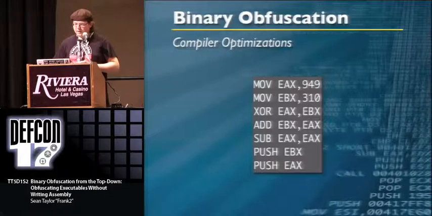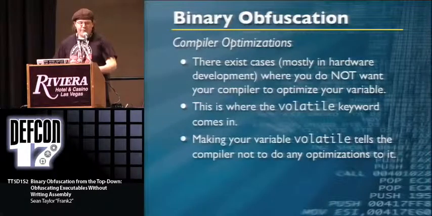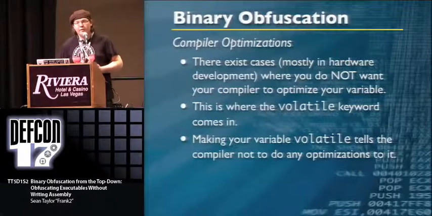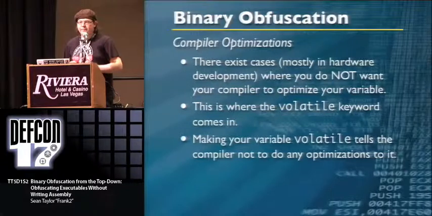But there are times where you don't actually want optimizations to happen, and these are for legitimate purposes. In a lot of hardware development, there are basically variables that you don't want optimized whatsoever. Basically, what the volatile keyword tells the compiler is, hey, this is my variable, it's not your variable, please, for the love of God, do not touch it, you do not know what you will wreak.